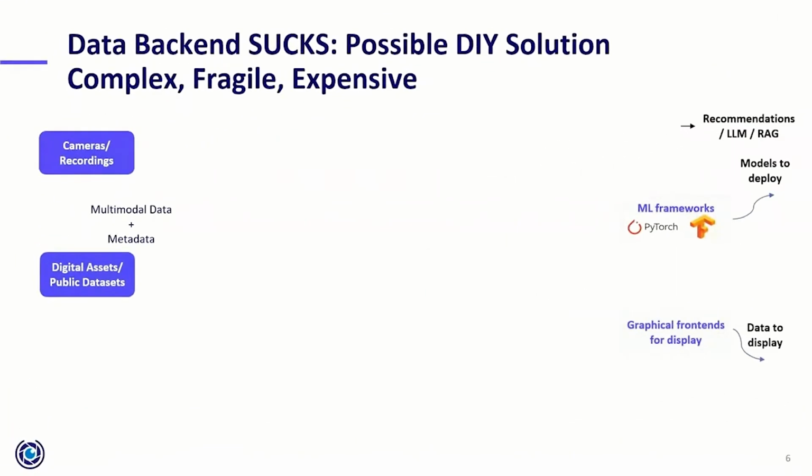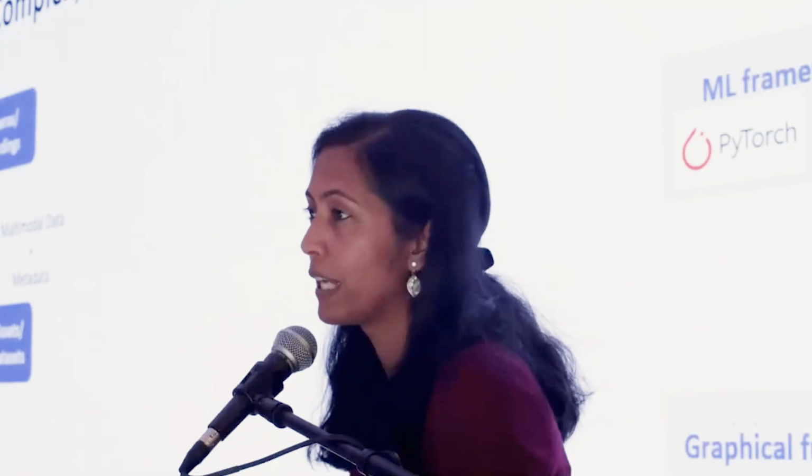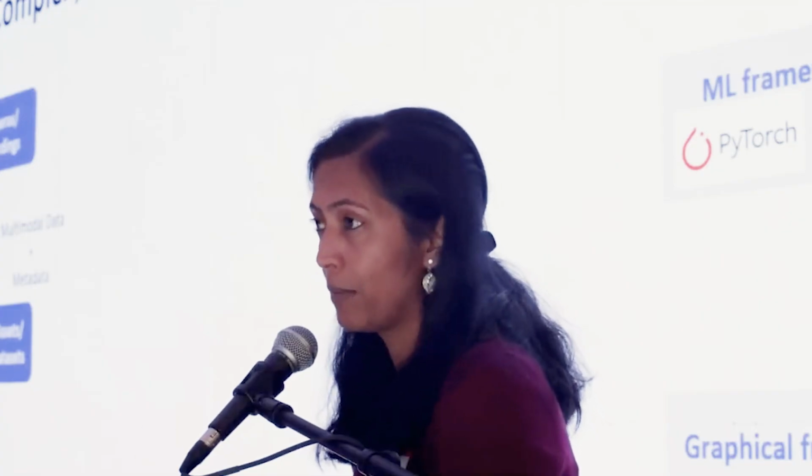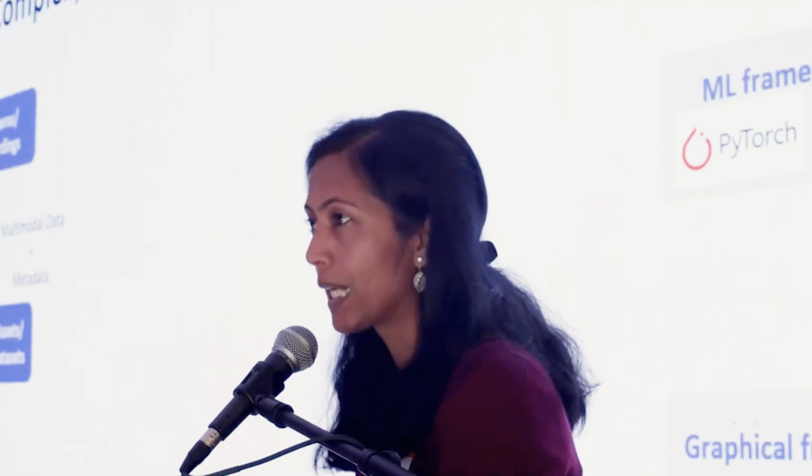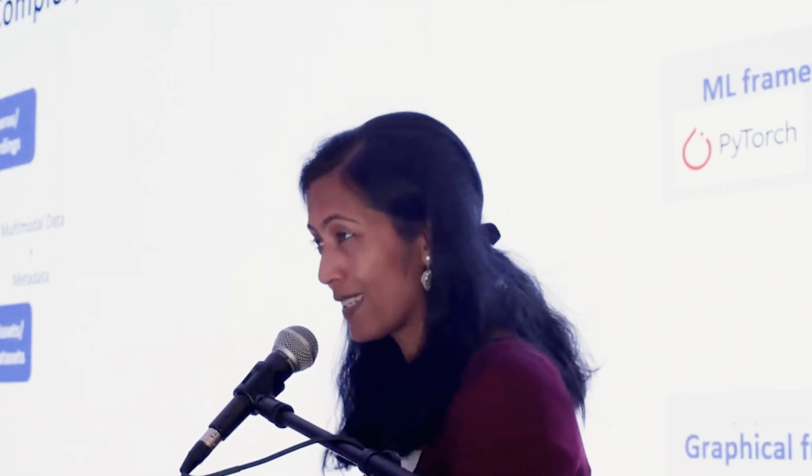because what you start out with is data input. It can come from your own assets. You could be recording constantly from sensors. And what you really want to get to there is on the side. You want models to deploy. You want data to show. You want to do recommendations or build LLM and RAG-based applications. But your data backend choices suck.